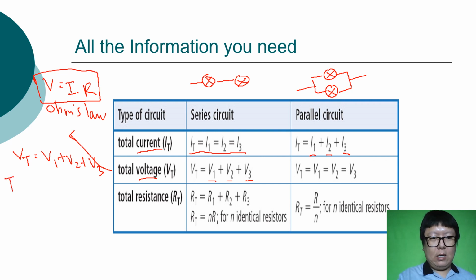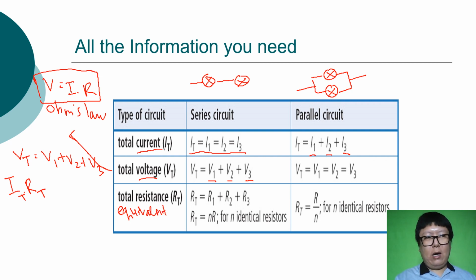So I times R, R total, or some books say RT is R total or equivalent resistance, or the total resistance or the effective resistance. It's the same, so don't be confused with this term. So it equals I1 times R1 plus I2 times R2 plus I3 times R3, right?